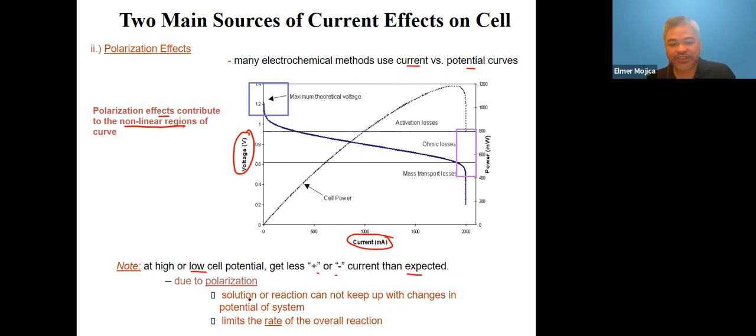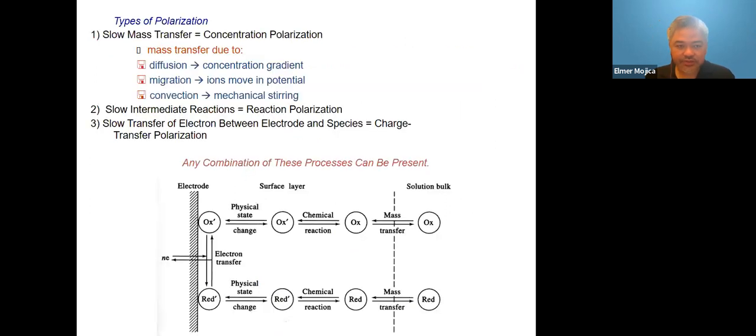So what happened here, the solution or reaction cannot keep up with the changes in the potential of the system, and it limits the rate of the overall reaction. Now, there are some factors that affect this, what we call polarization. Okay. And these types of polarization could result in the so-called slow mass transfer or the so-called concentration polarization.